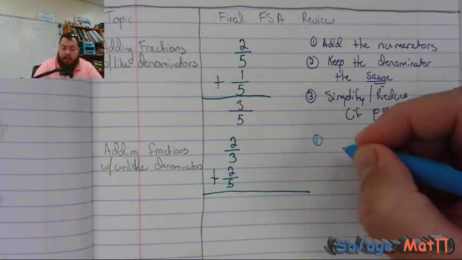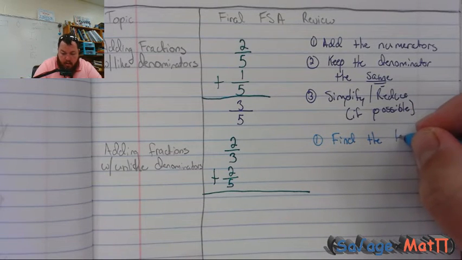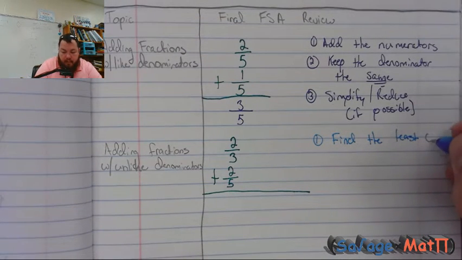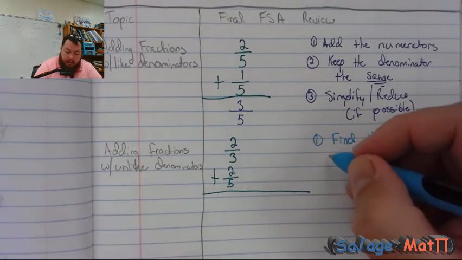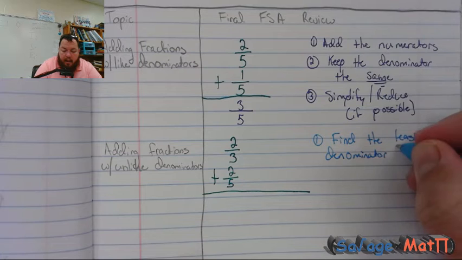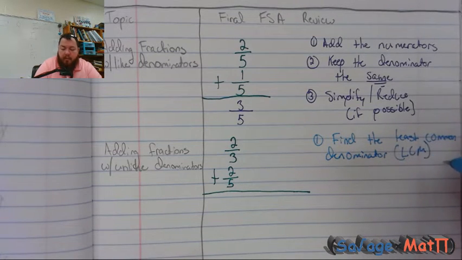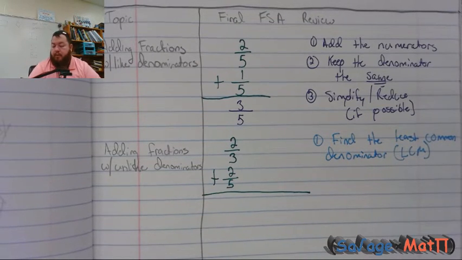The first thing we have to do is find the least common denominator, and we're going to use the LCM, which is the least common multiple. Now, I know that I can look at this right now, and I know that for 3 and 5 the least common multiple is 15. I know all you guys know that right now, but I want to show you a strategy in case we don't know it.